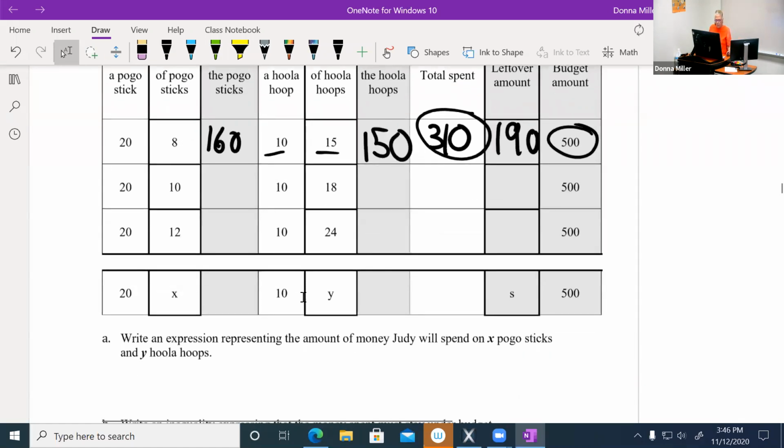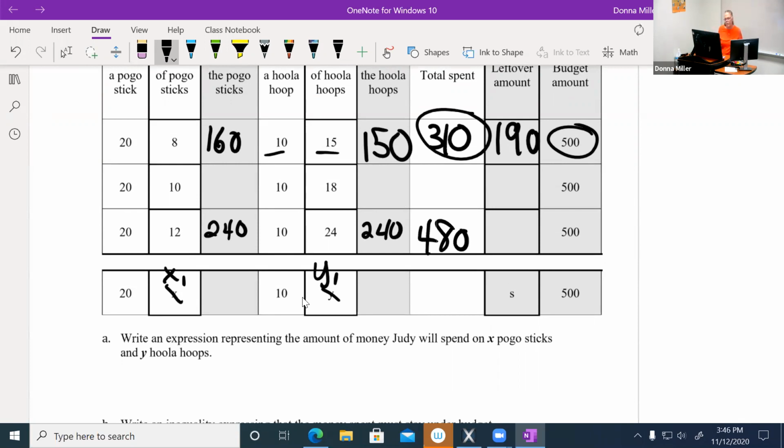All right, we're going to do one more of these, and we'll set up the equation. So I'm going to call this X1, and I'm going to call this Y1. All right, so we'll just do this one. If I have 12 pogo sticks times $20, it's going to be $240. And if I buy 24 hula hoops at $10, 24 times 10 is $240. So if I add those together, I spent $480 out of 500, so I got $20 left over, all right? So my slack variable is what I have left over, all right?